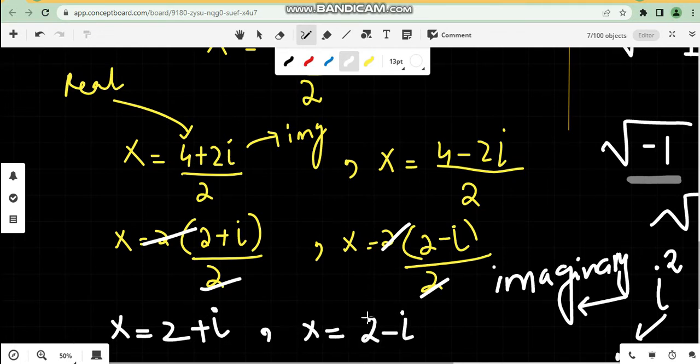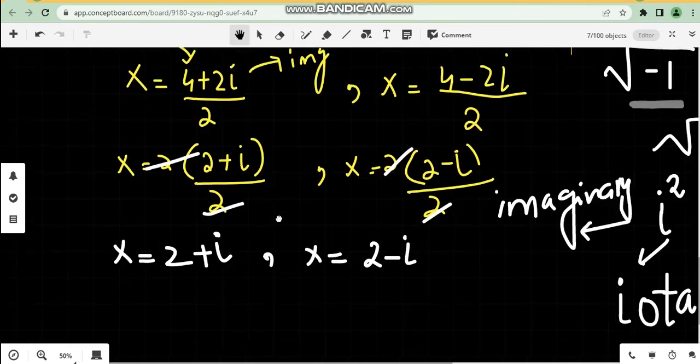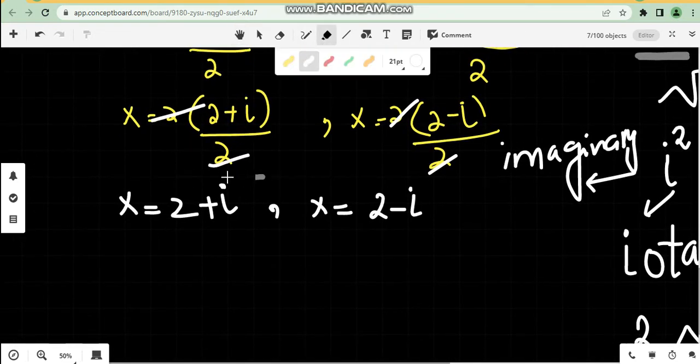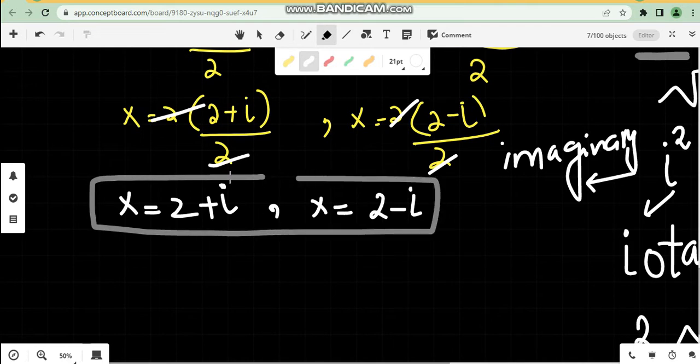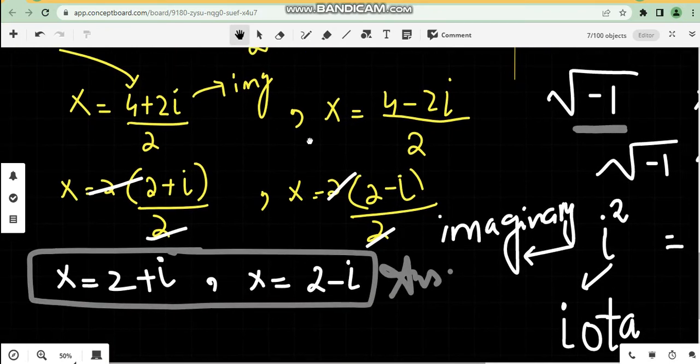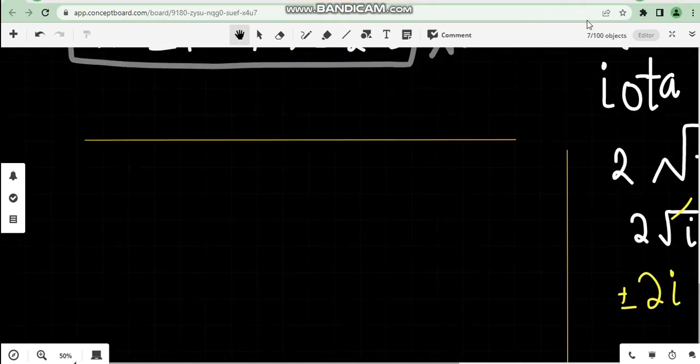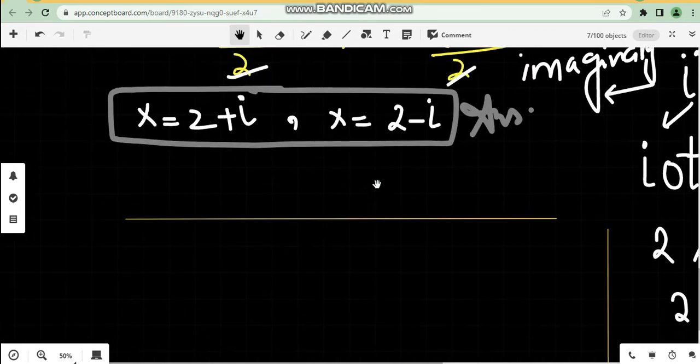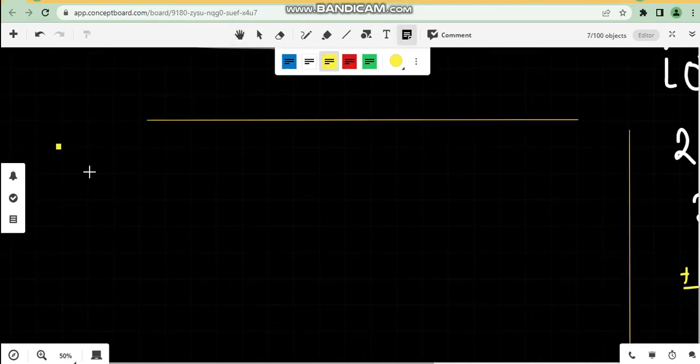And that's my final answer. You can see that it's not factorable because we're getting one real part and one imaginary part. Alright, so the first question is done. Now we look at the second example, question number 2.